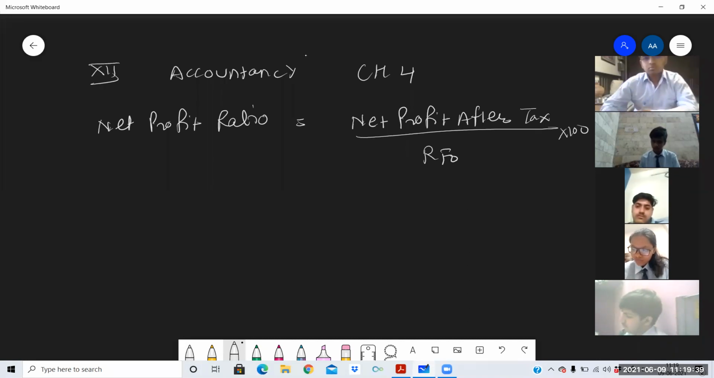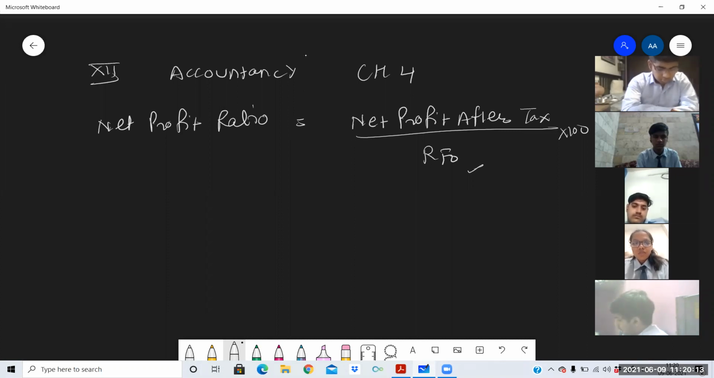Yes, one thing you must have noticed in these profitability ratios is that each and every ratio is calculated as a percentage of revenue from operations, because profits are directly related with sales. So whether we are calculating gross profit ratio or operating profit ratio, net profit ratio, everything is calculated as a percentage of RFO. The denominator is the same in all the four ratios. Only the numerator is changing as per the name of the ratio.